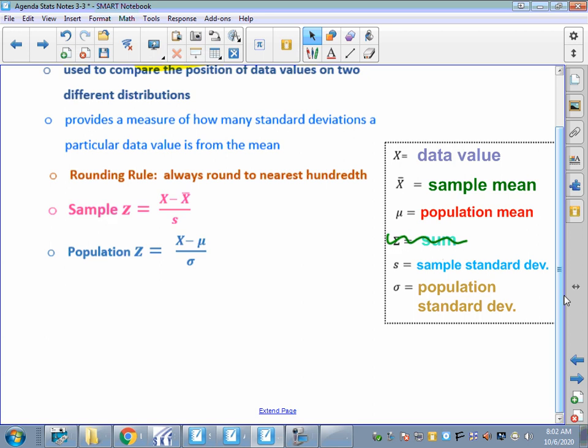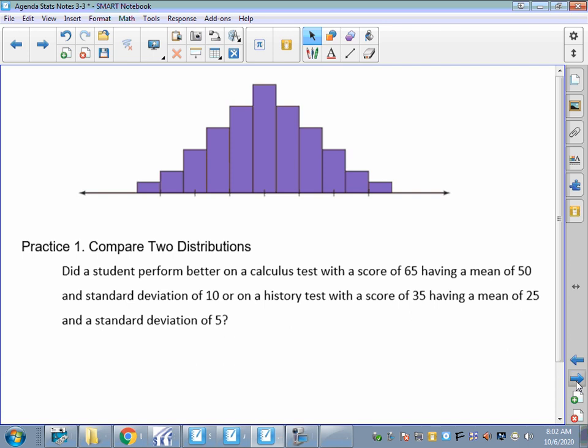So let's do a quick example, what I was talking about before. If we're going to compare two distributions. So I have a student who took a calc test and a history test. Did the student perform better on a calc test with a score of 65? The test had a mean of 50 and a standard deviation of 10. Or did the student do better on the history test with a score of 35? The mean is 25 and the standard deviation is 5. So we've really got two problems to do. So we're going to calculate two z-scores.